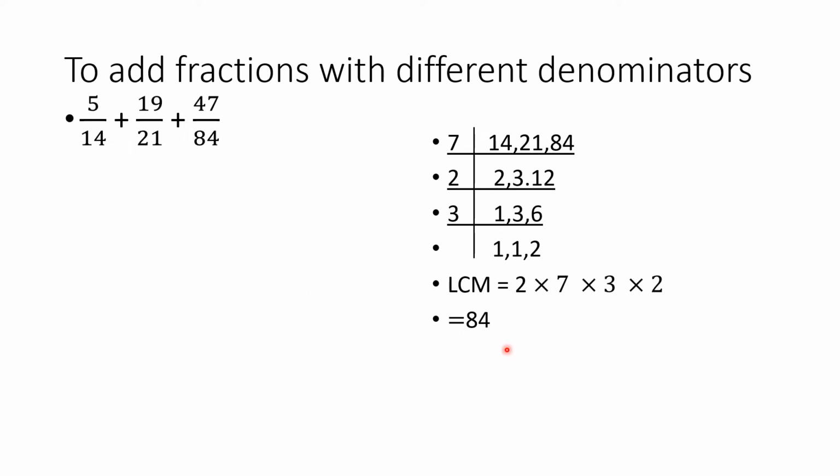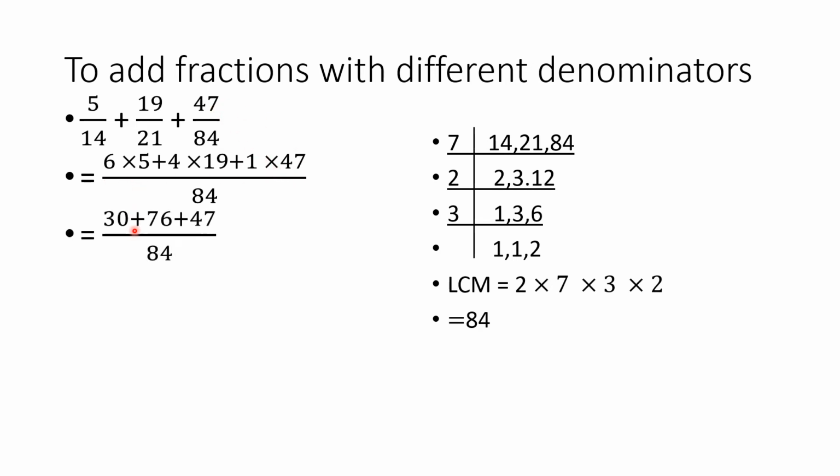Now this LCM will be our denominator. So we will write 84 in the denominator. Now we will divide 84 by 14. 14 sixes are 84. We will write 6 here. Multiply the numerator 5 plus 21 fours are 84. Multiply the numerator 19 plus 84 ones are 84. Multiply the numerator 47. Now 6 fives are 30 plus 4 nineteens are 76 plus 47 by 84.